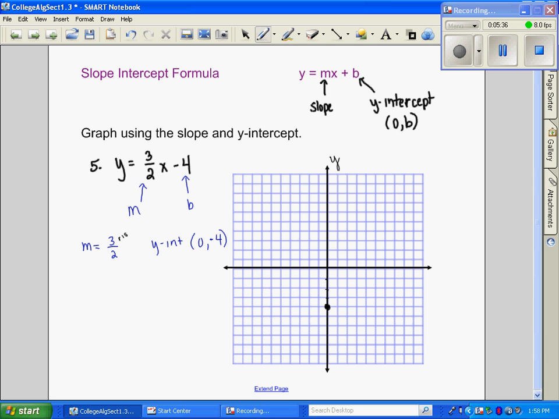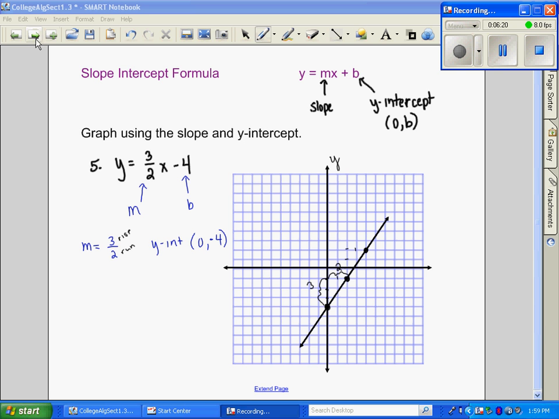So I'm going to rise 3 over 1, 2, 3 from my given point, and then to the right 2. Put a dot. Rise 3, to the right 2. Put a dot. So I'm showing that I'm rising 3 and running 2 each time. Rise 3, run 2, rise 3, run 2. Once you get at least 2 good marks established, we can draw a line through them to graph the given slope.